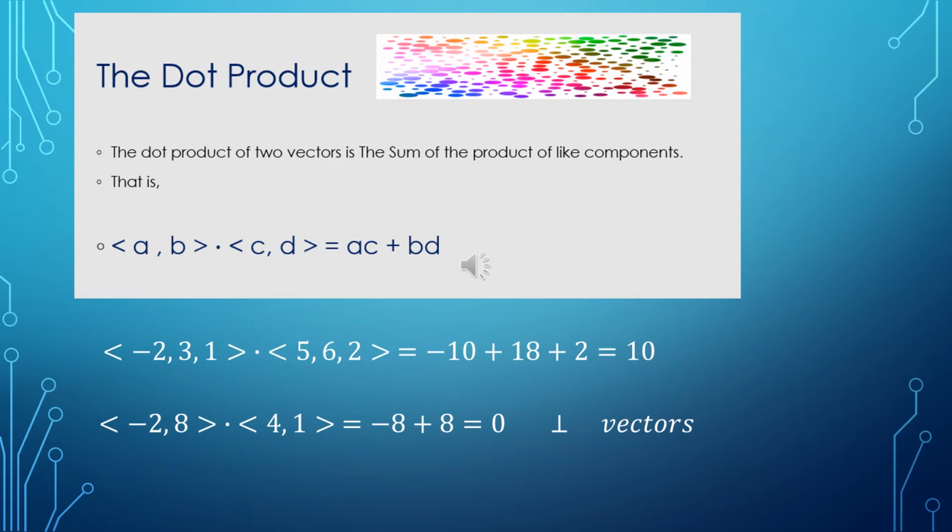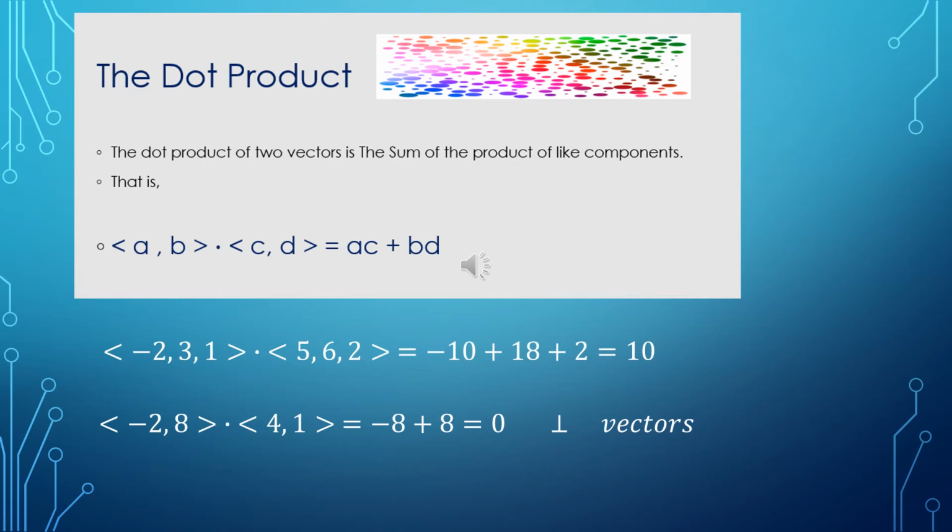So if I took -2, 3, 1 and 5, 6, 2, both of those vectors are in R3 or 3rd dimension. -2 times 5 is the product of the x's, it's -10. 3 times 6 is 18. 1 times 2 is 2. So I then add the product of the x's, I add the product of the y's, I add the product of the z's. -10 plus 18 plus 2 ends up being 10. So the dot product of those two vectors is 10.